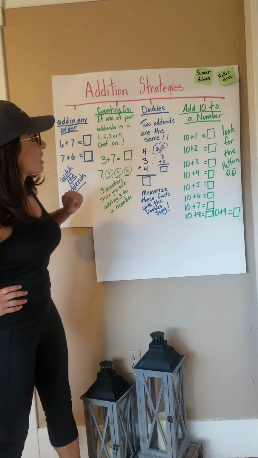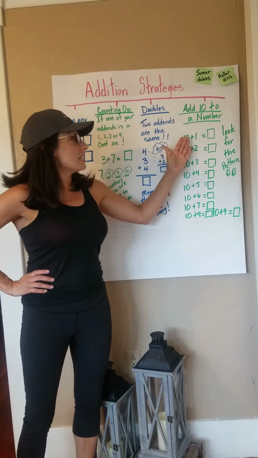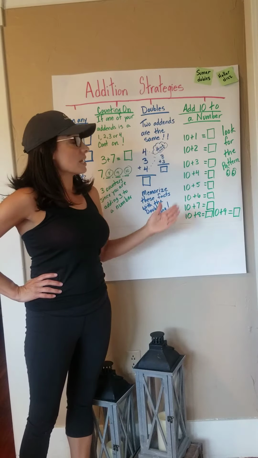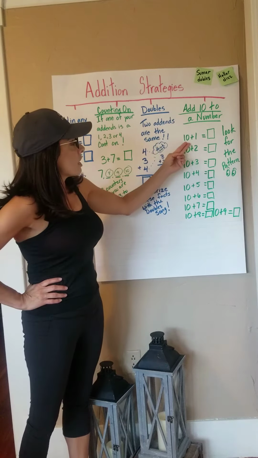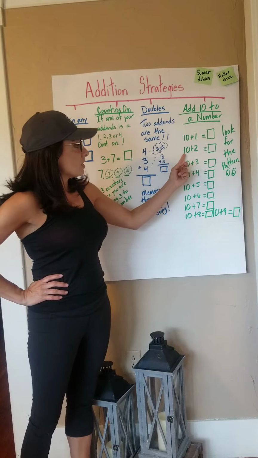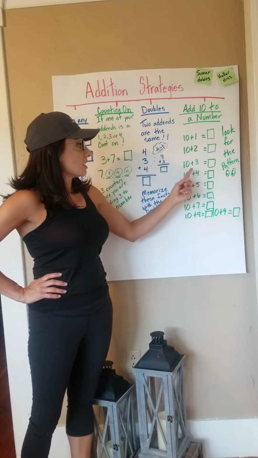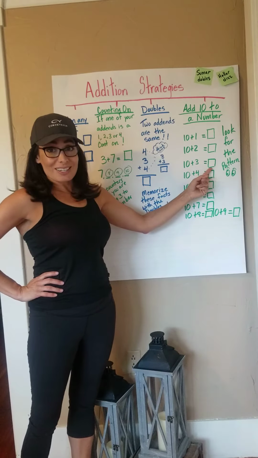Now the last strategy is adding 10 to a number. And here you're adding 10 to a 1 or a 2 or a 3, and you're looking for the pattern. So 10 plus 1 would be 11 because you have 1 10 and 1 1. 10 plus 2 would be 12 because you have 1 10 and 2 1s. 10 plus 3 would be 13.